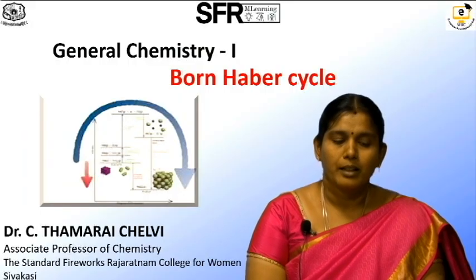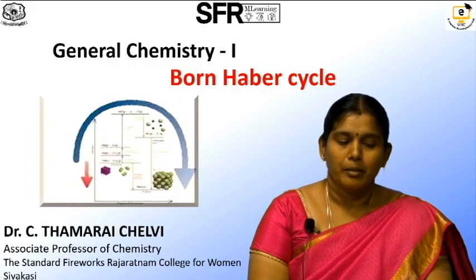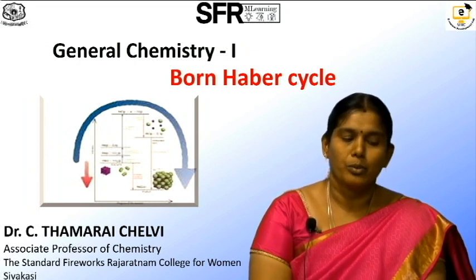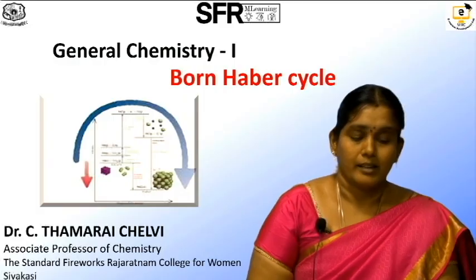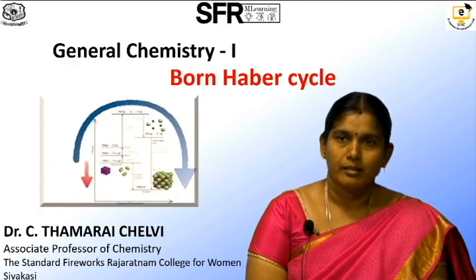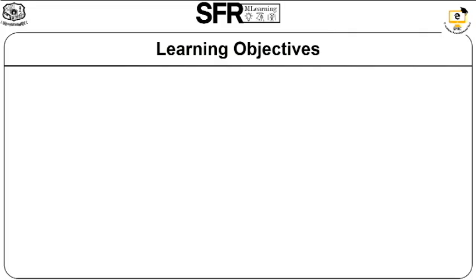Suppose we have to determine the lattice energy of an ionic solid, MX. Its lattice energy can be determined by a process known as the Born-Haber cycle, devised by Born and Haber in 1919. The various steps of this process can be shown graphically as a cycle, hence the name Born-Haber cycle.